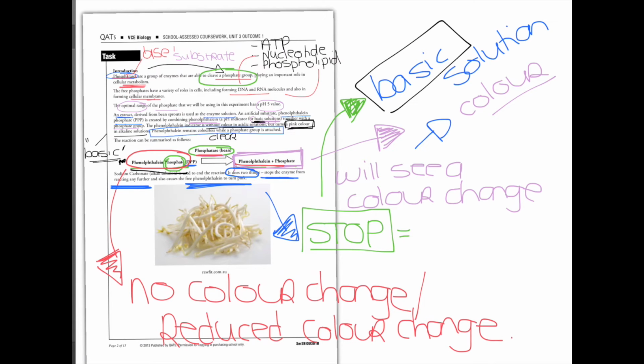If we see a colour change, we know that the enzyme has been working, it's been able to cleave the phosphate groups and remove them. If we see no colour change, then it's obvious the enzyme hasn't worked and it's still back in this state here with a PPP. If we see a reduced colour change, we know that the enzyme's not working as efficiently because it still has some of those phosphates forming that PPP molecule.